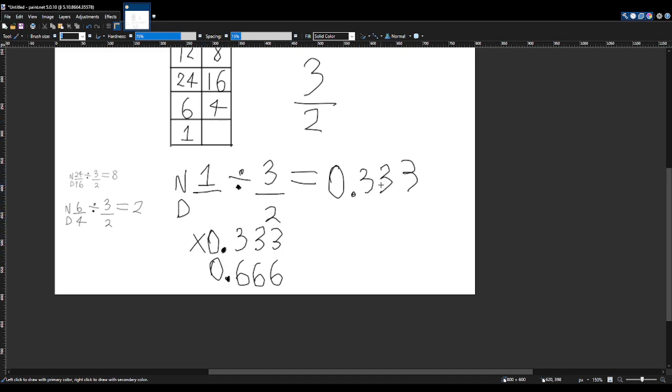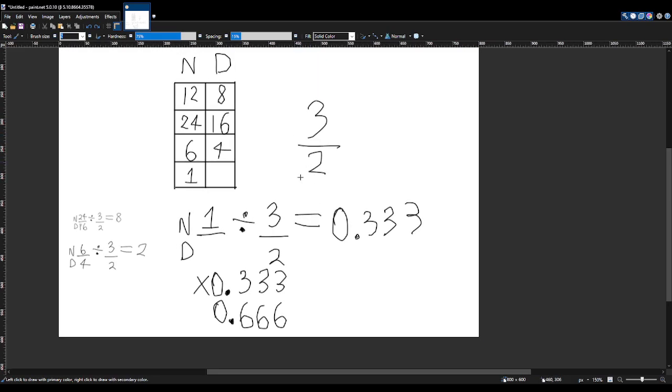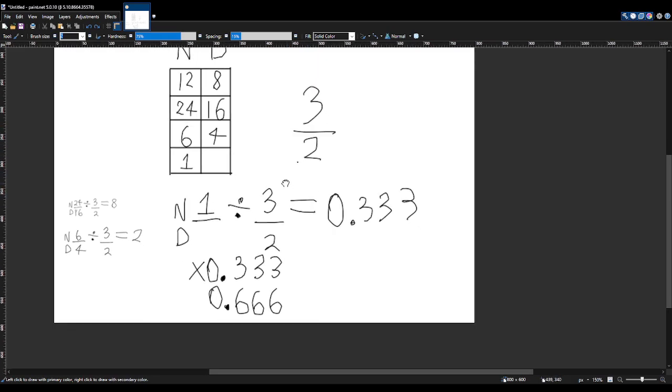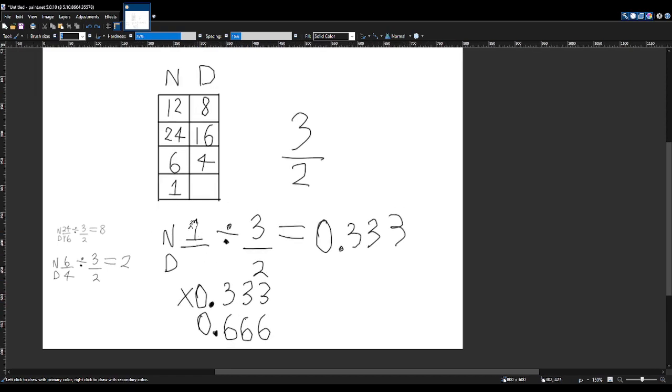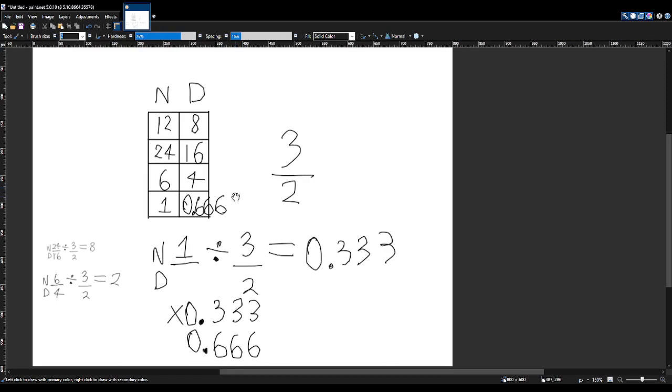You probably don't need to listen to this part since it probably made more sense earlier, but just remember to multiply your answer by whatever simplified denominator you got from your ratio fraction form. So it's going to be 0.666.